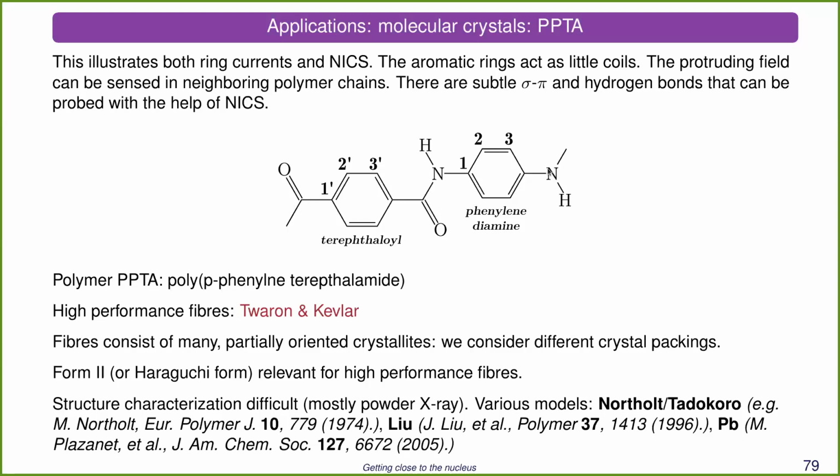It is this unit repeated, because it's a polymer. And you have rings in here. You have aromatic rings. These aromatic rings, they function like little coils in the NMR. So you get ring currents in here. And these ring currents are sensed in the shieldings of the elements on neighboring chains. They feel these ring currents. So that's how you can look at the packing of this material. That's one thing. And the chemical bonding can be illustrated here with a NICS analysis.